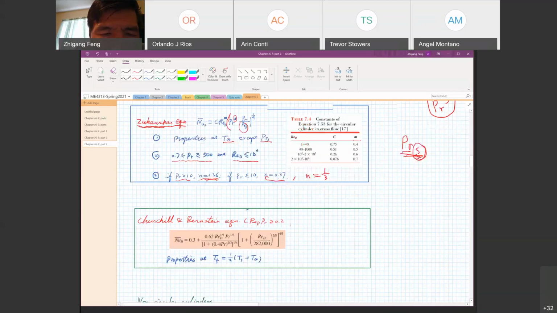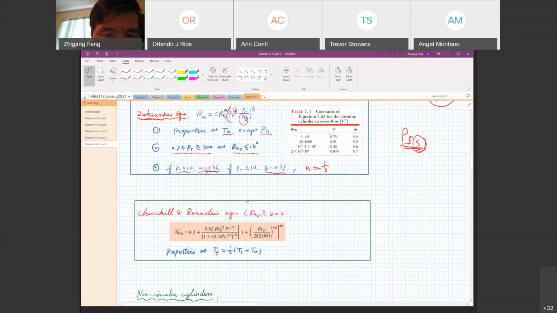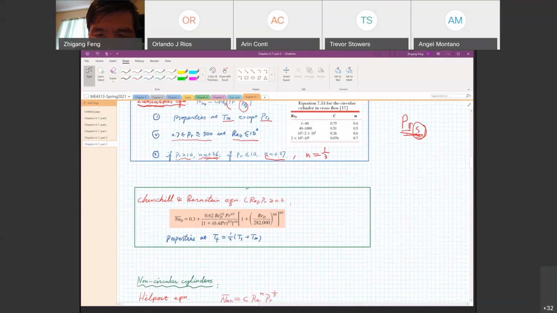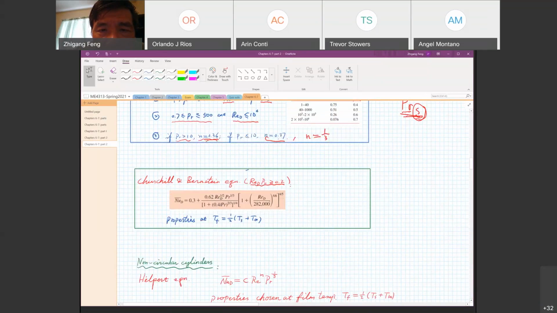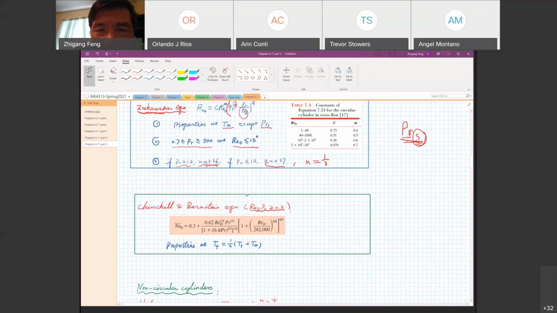The last correlation for cross flow of a cylinder is called the Churchill and Bernstein correlation, and it's applicable to the product of Reynolds number and Prandtl number greater than or equal to 0.2. It's much more complicated, but it was developed much more recently, so I assume it has better accuracy. And for this correlation, the fluid properties are evaluated at the film temperature. So that's for a cross flow of a circular tube or circular cylinder.